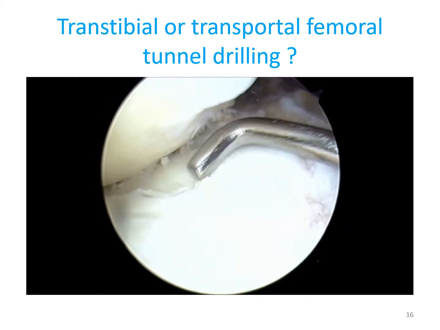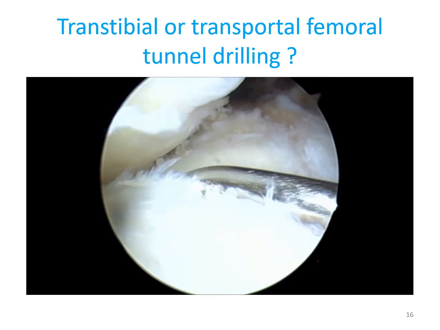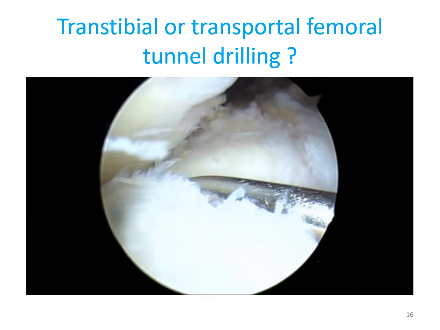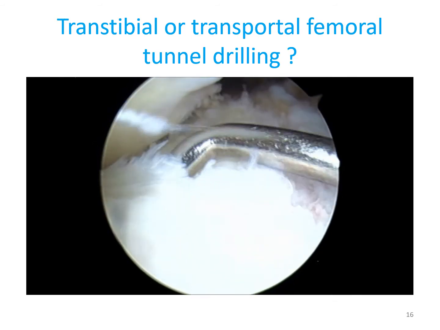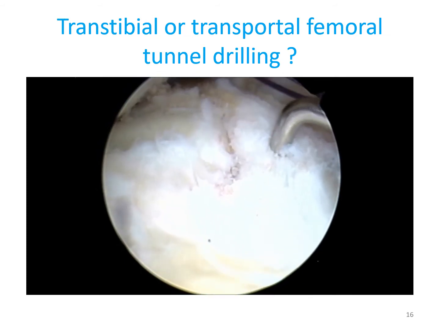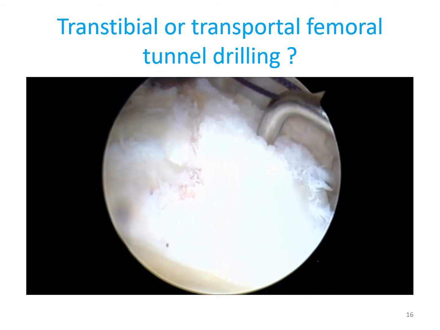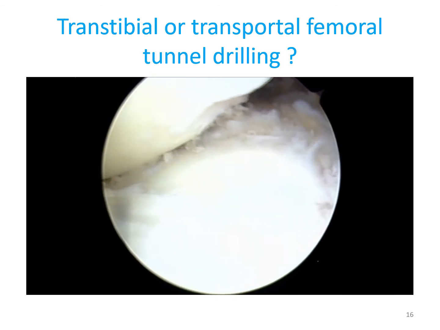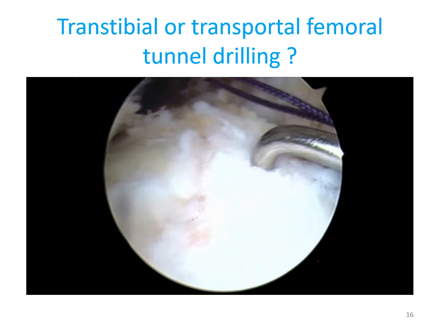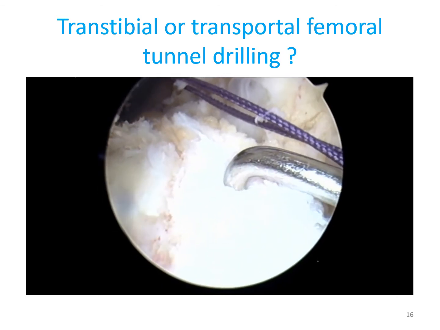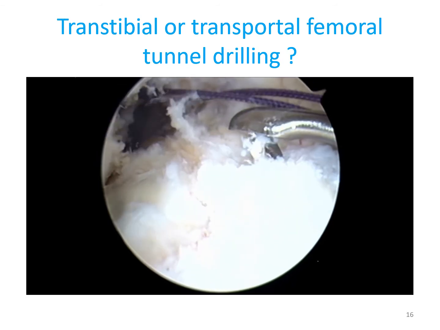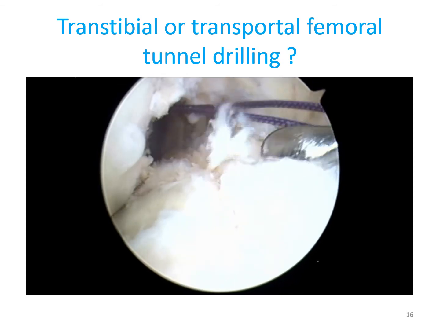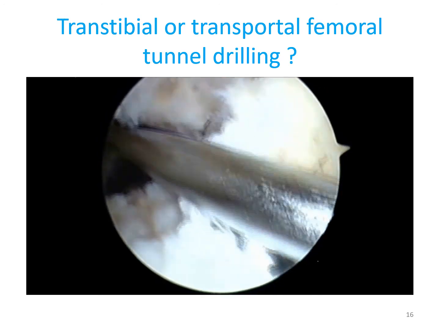We would like now to do an anatomic tibial tunnel and then try to see where this leads us on the femoral side. So this is the posterior edge of the anterior horn of the lateral meniscus, as we agreed, following it to the center of the footprint, just lateral to the medial tibial spine. So this is an anatomic tibial tunnel.